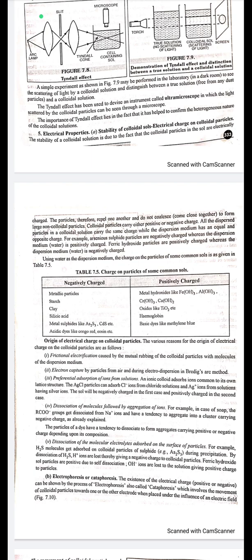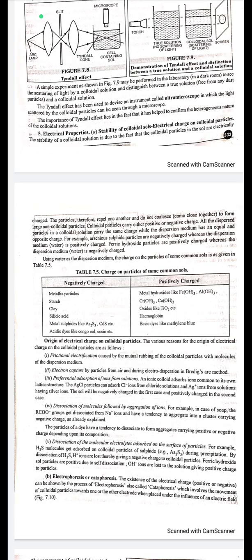opposite charge. Using water as a dispersion medium, the charge on the particles of some common sols is as given in Table 7.5. Table 7.5, charge on particles of some common sols. Metallic particles, metal hydroxides like Fe(OH)3, Al(OH)3, starch, Cr(OH)3, Ca(OH)2, clay, oxides like TiO2, etc., silicic acid, hemoglobin, metal sulfides like As2S3, CdS, etc., basic dyes like methylene blue, acidic dyes like Congo red, eosin, etc.